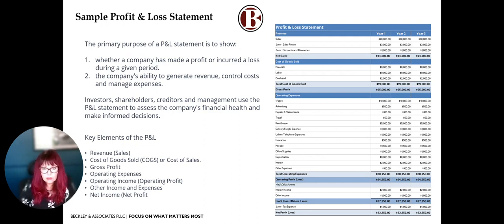The key elements are revenue or sales, cost of goods sold or cost of sales, gross profit, operating expenses, your day-to-day expenses for operating the business, operating income, and other income and expenses, and net profit or loss.